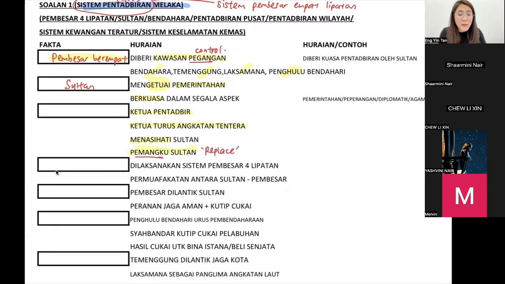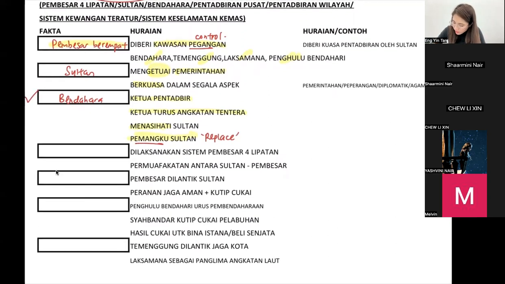So anyone here can tell me what is this position here? So the 4 main leaders are Bendahara. Okay, so this is the 4 main leaders, number 1. The other one is at here, Temenggung, Laksamana. One more is the Penghulu Bendahari. Dekat sini. So the 4 main leaders are, okay, now guys, let's look at the other box over here.